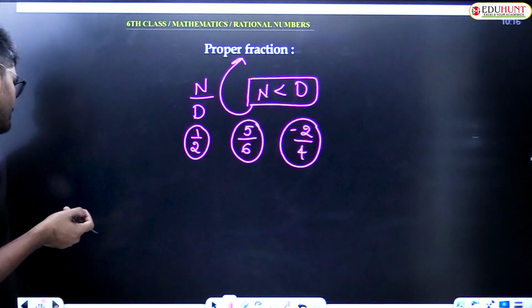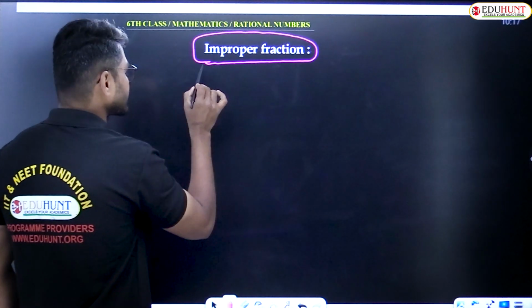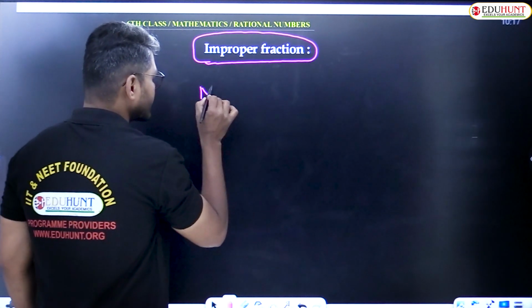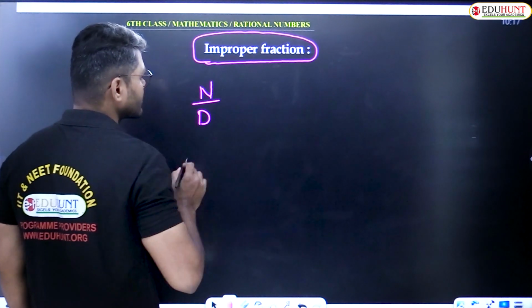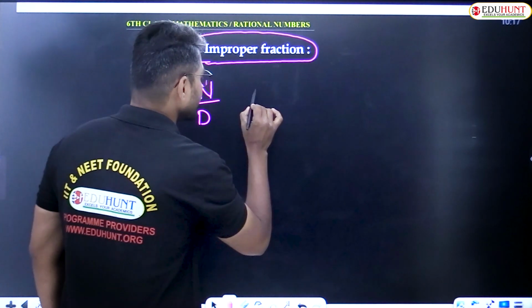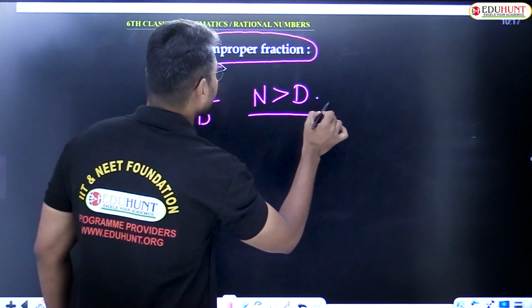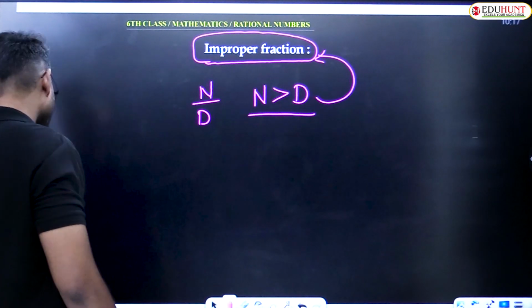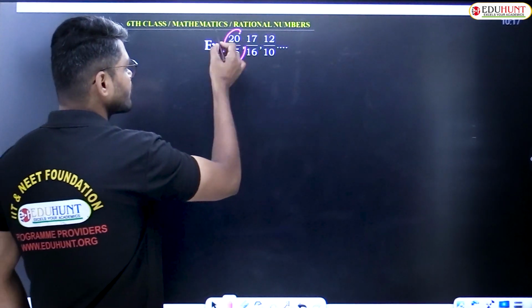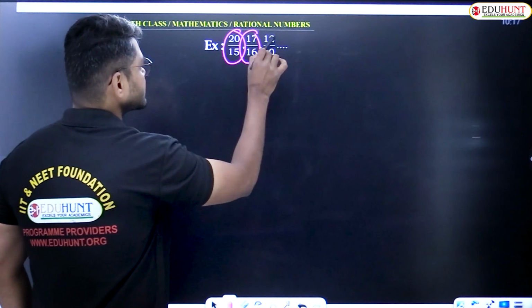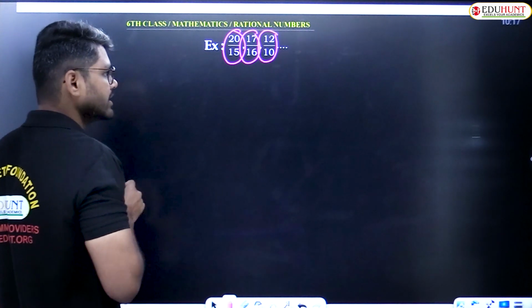Let's see the improper fraction. In improper fractions, numerator and denominator, the numerator is greater than the denominator. These are called improper fractions. Let's see examples: 20 by 15, 17 by 16 and 12 by 10.